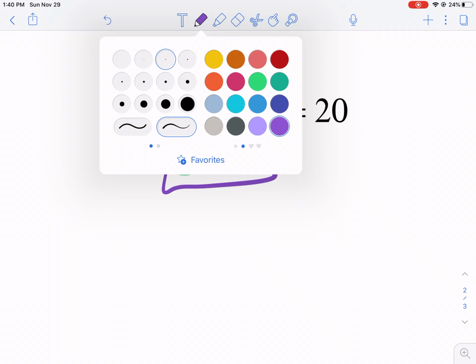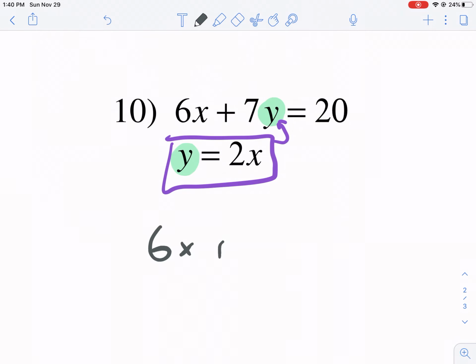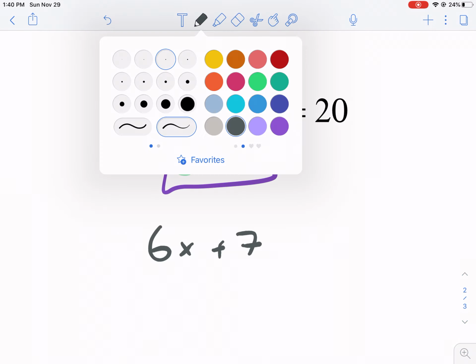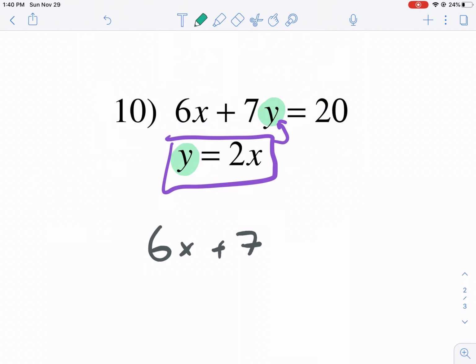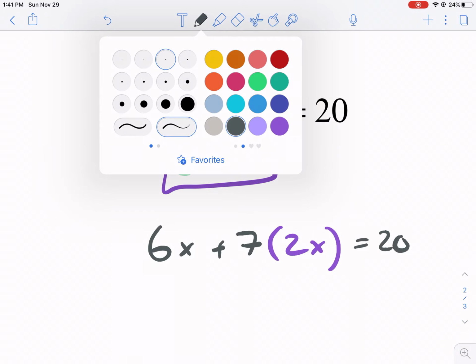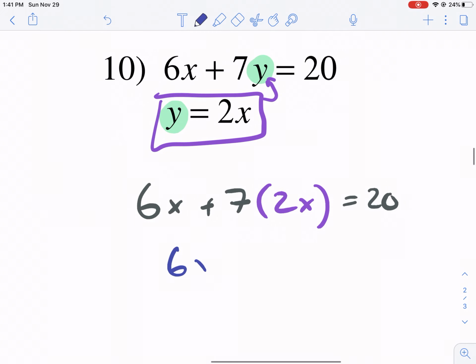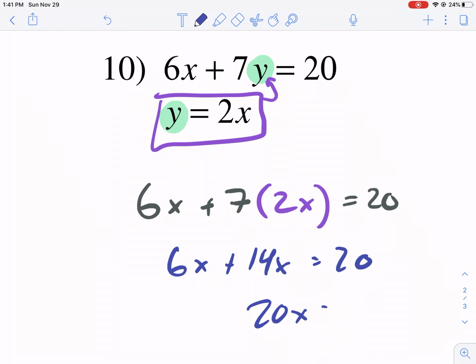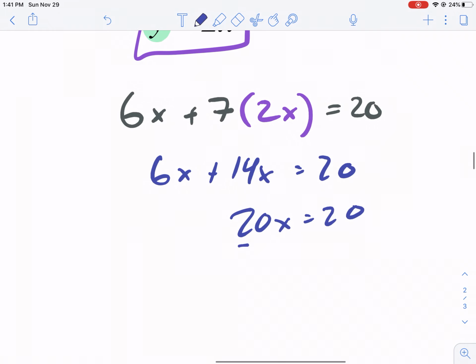So we're going to write, let me go back to this form, 6x plus 7, and now I'm going to write, what's it equal to? I'm going to just go purple. 2x, and that equals 20. Now I have a multi-step equation to solve, so I have 6x plus 14x equals 20. That's 20x equals 20, and I have to divide both sides by 20 to get x alone. I get x equals 1.